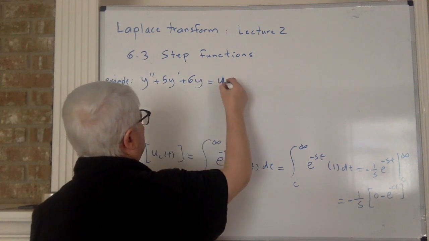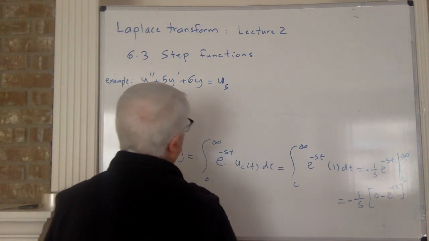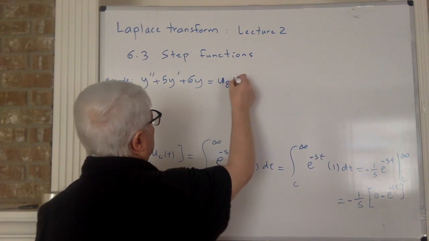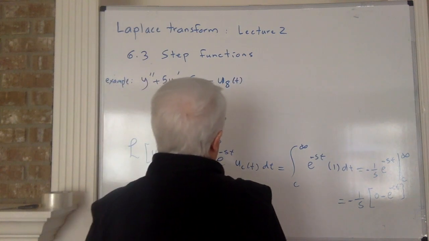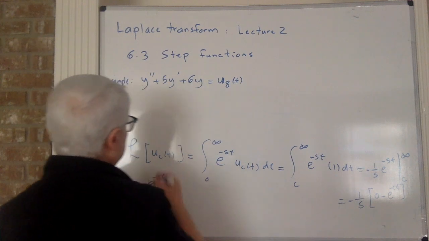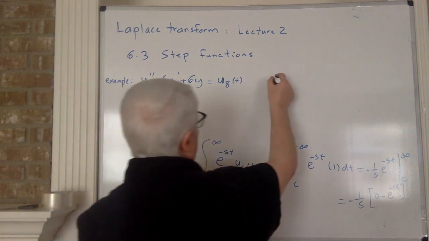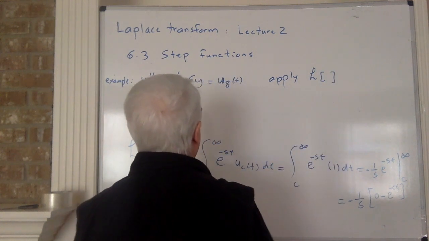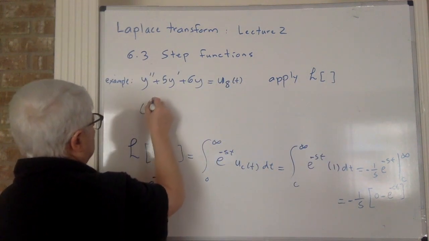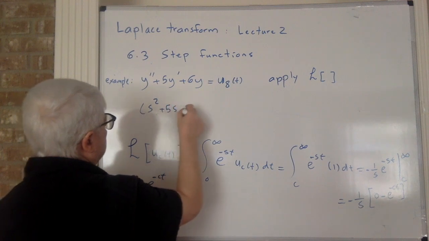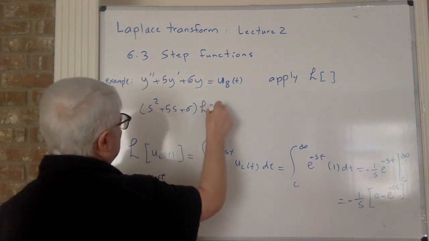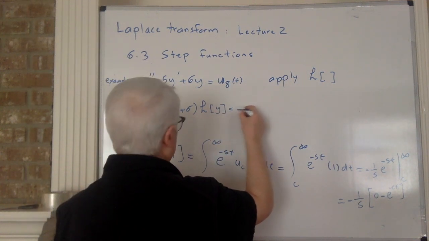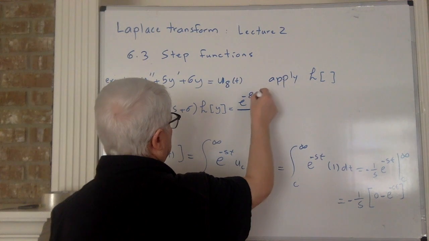You say 5. 8. Okay. So L, apply L. Then on this side again we have done it several times: 5s plus 6 L of y. Now this side, what do I have? That's e to the power minus 8t over s.